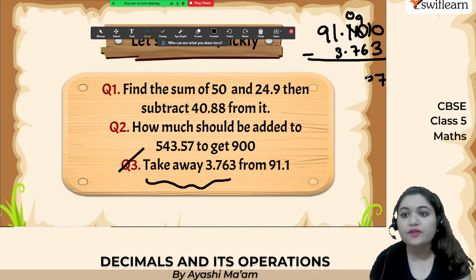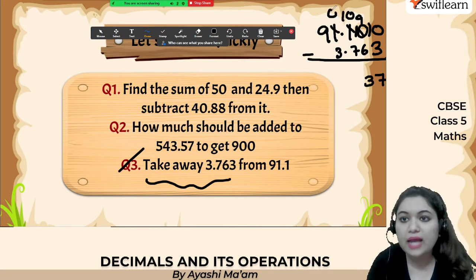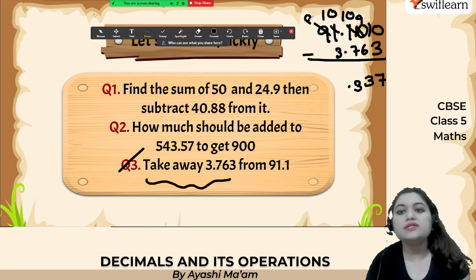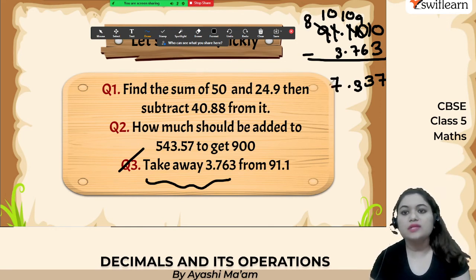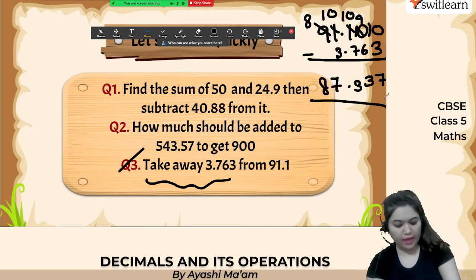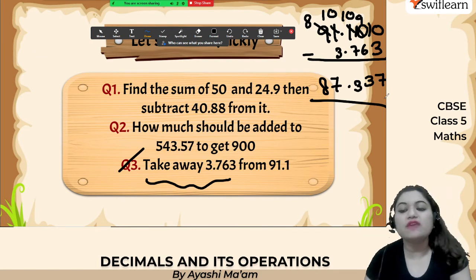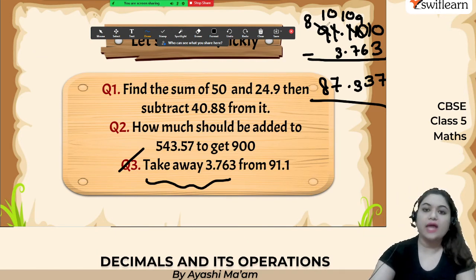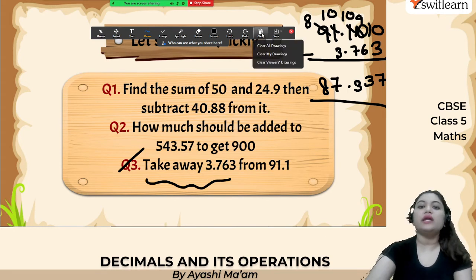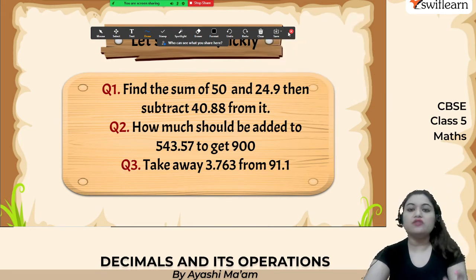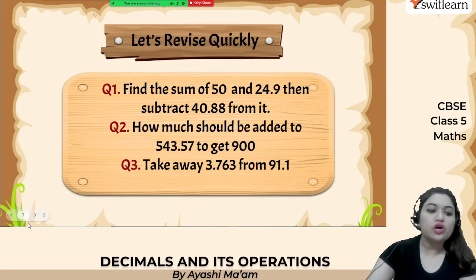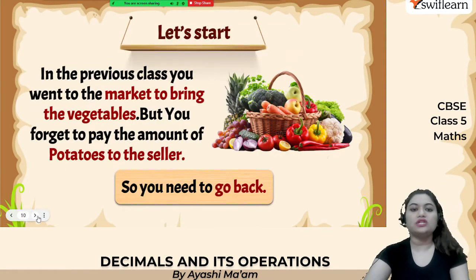So you will get a 7, 3. This will become 10 and a 0. So you will get a 3 here. Just do normal subtraction, the normal subtraction that you know of. Okay. So our answer will be 87.337. That's it. So basically you have to arrange the decimal points in one single vertical line and then do your normal subtraction and normal addition that you know of.